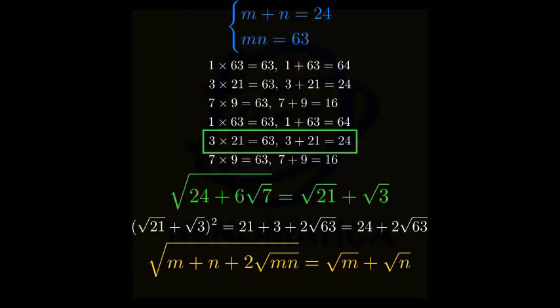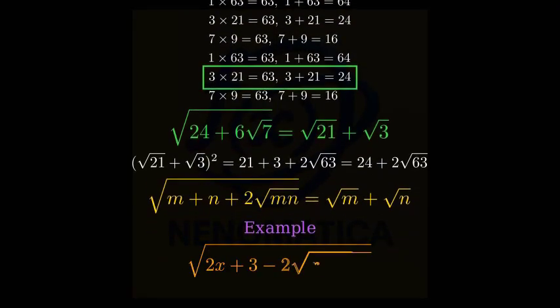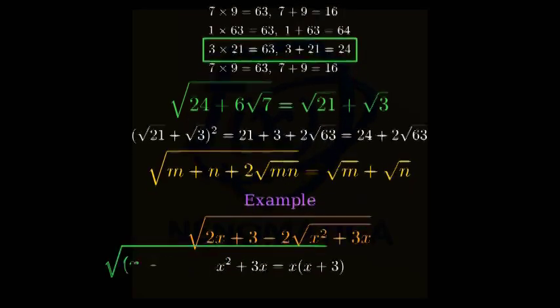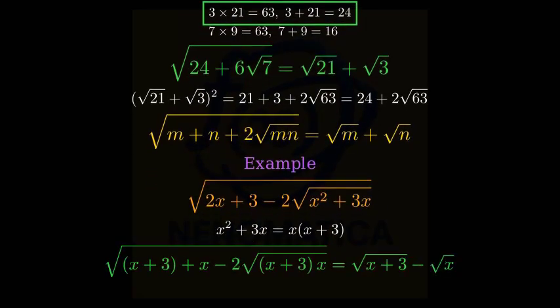Example. Simplify square root of 2x plus 3 minus 2 times square root of x squared plus 3x. Notice that x squared plus 3x factors as x times (x plus 3).